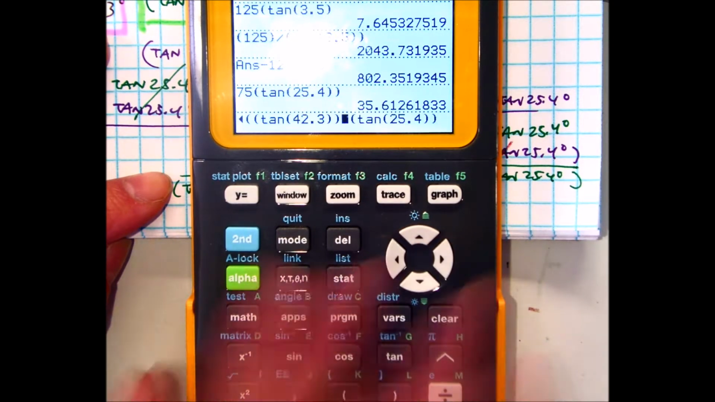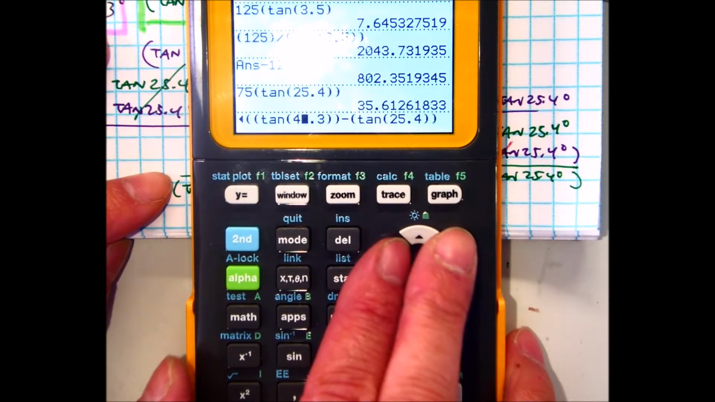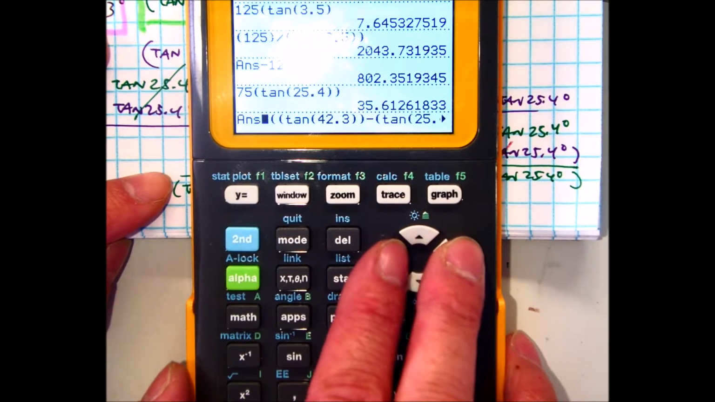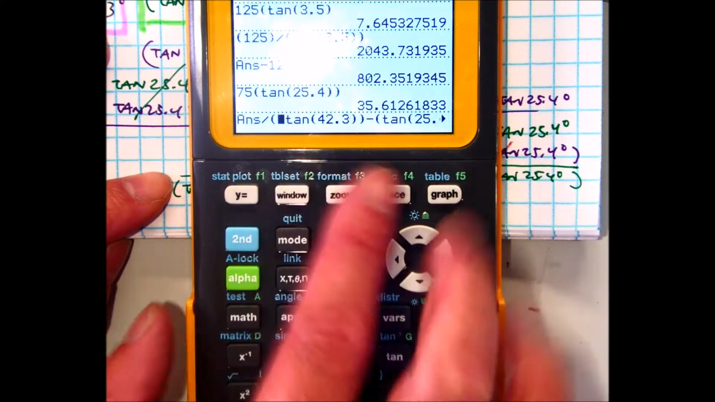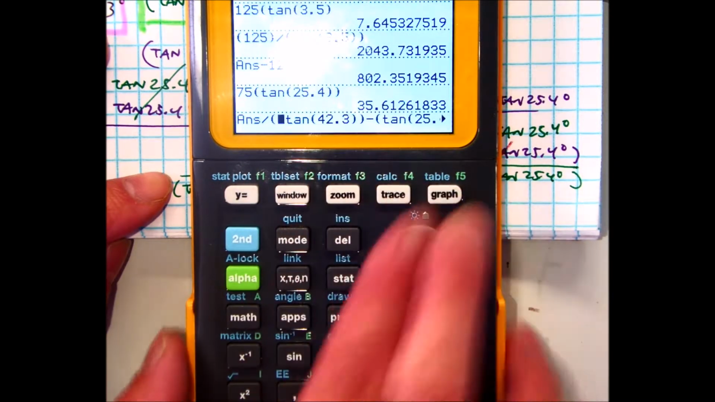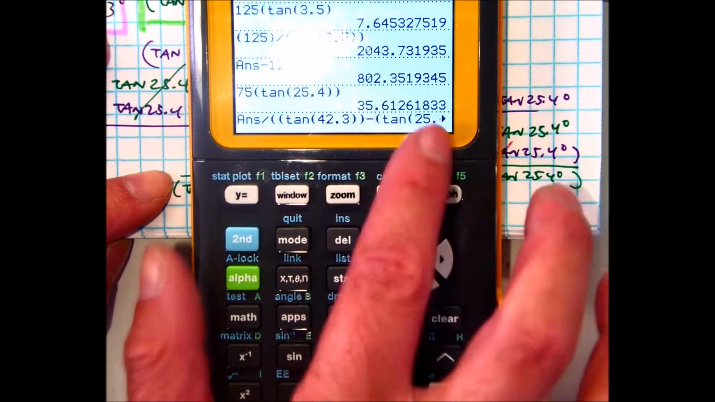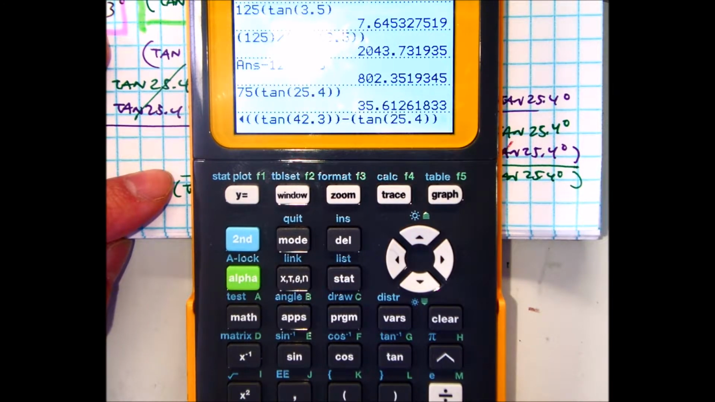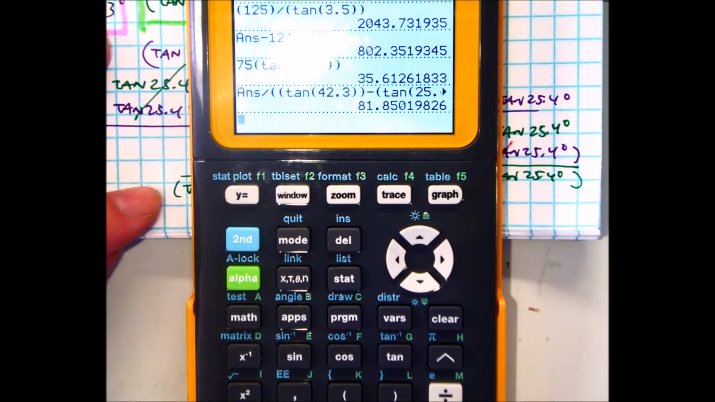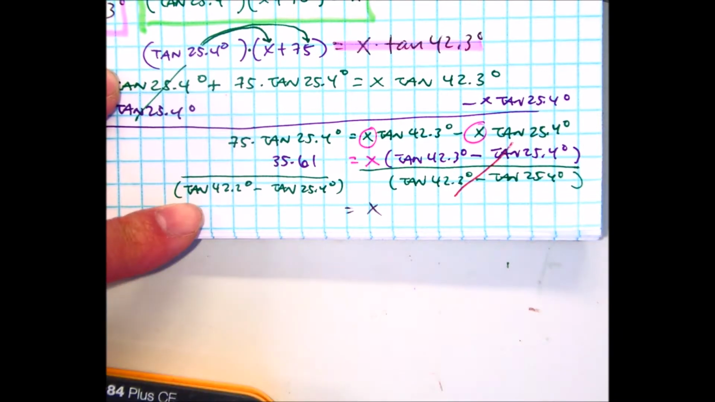And here's a way of double checking. Notice I have the arrow there, which means that you can go to the left, so just keep pressing left. I have 1, 2 parentheses, 2 close parentheses, 2 open parentheses, 2 close parentheses. I'm going to press enter. Raise your hand if you got 81.85. Let's write that down.